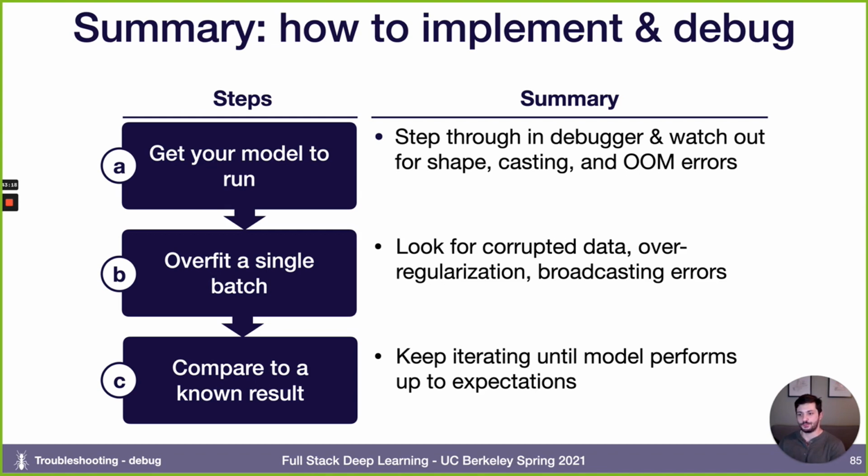Once your model runs, you need to overfit a single batch. If you can't overfit a single batch, that means you have a bug, and likely causes are corrupted data, over-regularization, or silent broadcasting errors. And then once your model can overfit a single batch, you want to compare to a known result and keep iterating and looking for bugs until your model performs up to expectations.